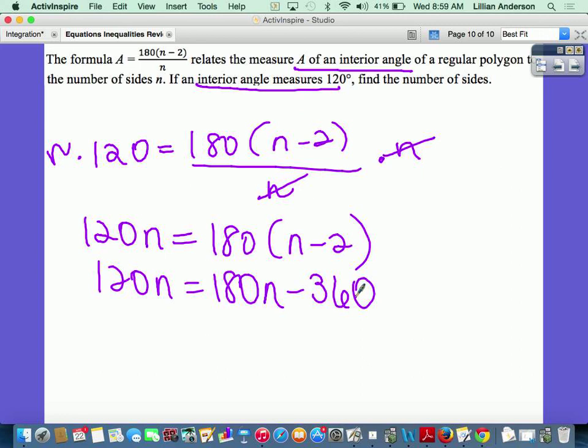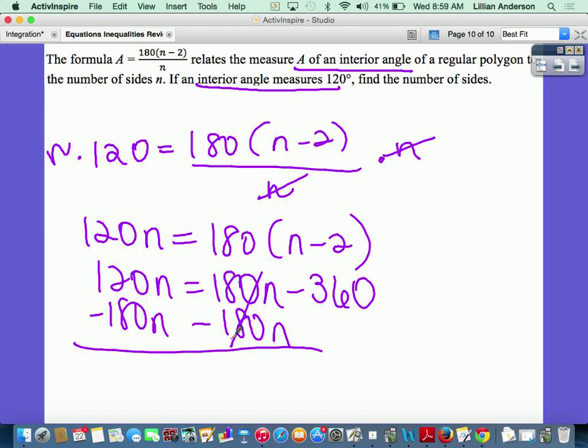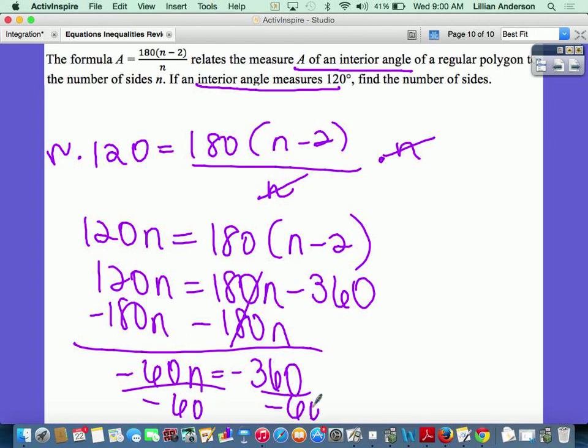Then what? You're going to subtract the 180 n. You've got to get your n's together. So what's 120 n minus 180 n? -60 n. Divide by -60 and n is positive 6. So I have 6 sides.